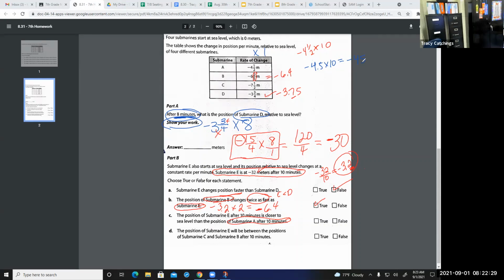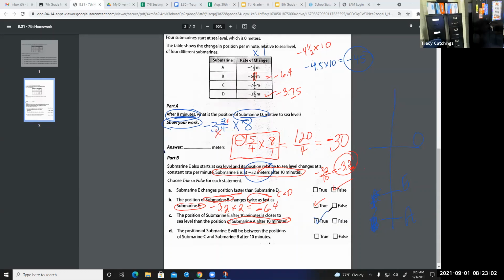So then I have to think about sea level and negative numbers. Sea level would be what level? Zero. So then I have to ask myself the placement of negative 45 and negative 32. Which is closer to zero? Negative 32. So that would be E. And then that means A will be over here. So it said E is closer to sea level than A. That is true.